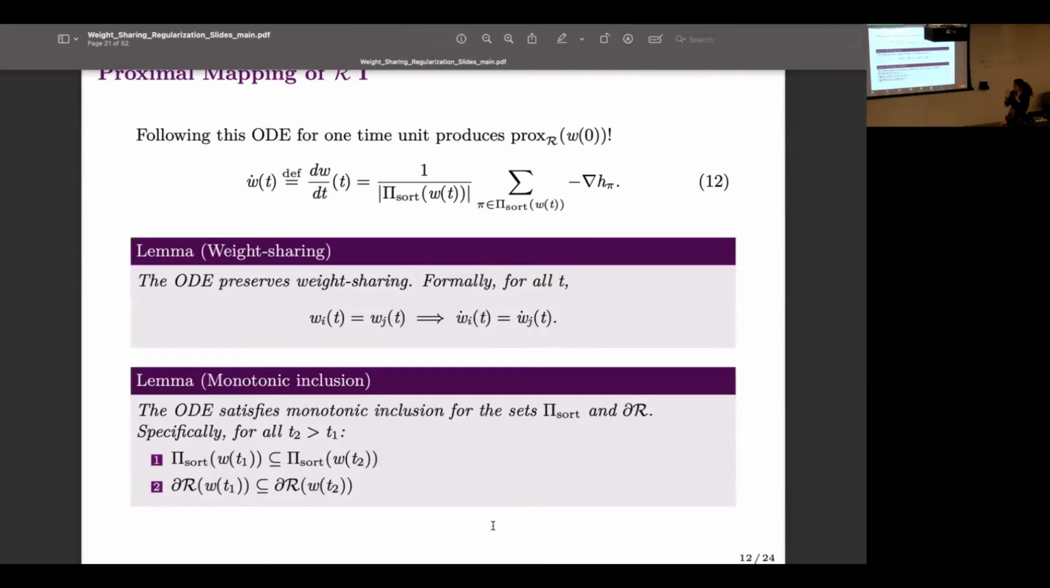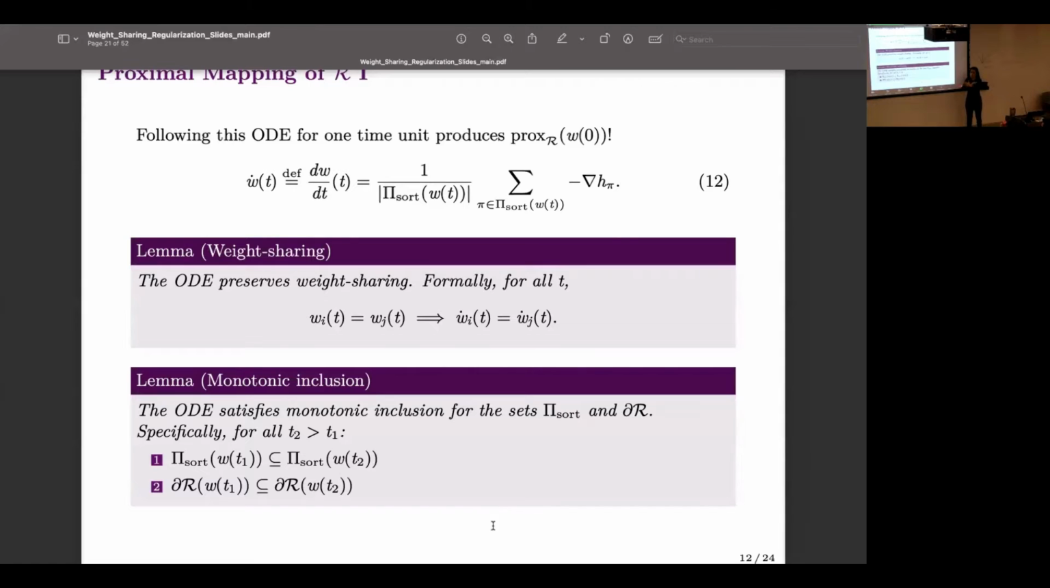So this is the ODE that we introduced. It has some nice properties. First, it preserves weight sharing. If you have Wi and Wj that are equal, they will remain equal. Their velocities are going to be the same, so they will move along with each other. They kind of stick to each other. And as a result of this, we have the monotonic inclusion.